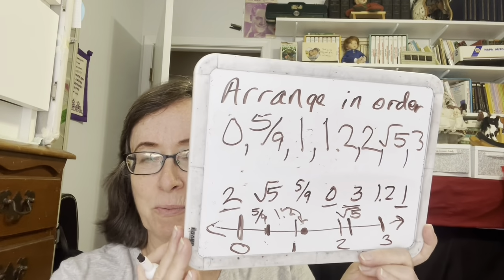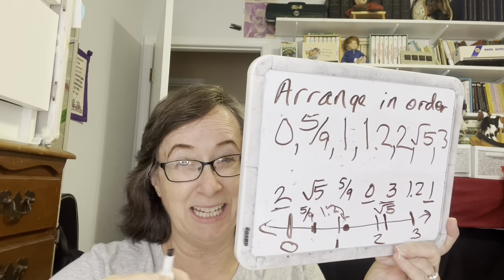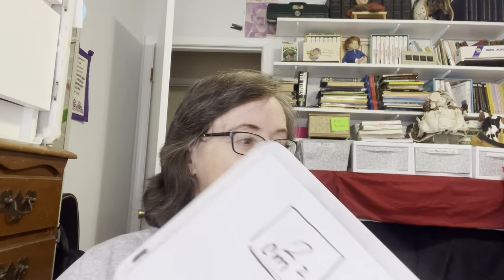See how easy it is when you put it on a number line and think about it. This is our last example. Okay, so here we're going to read it. The area of this square is 2 centimeters squared. What is the length of each side?